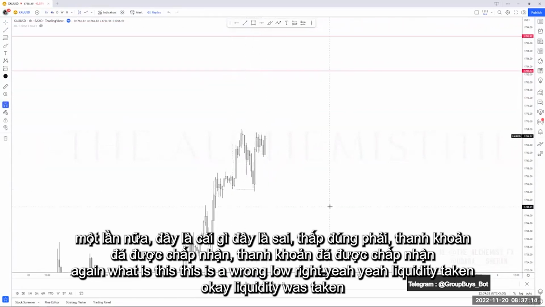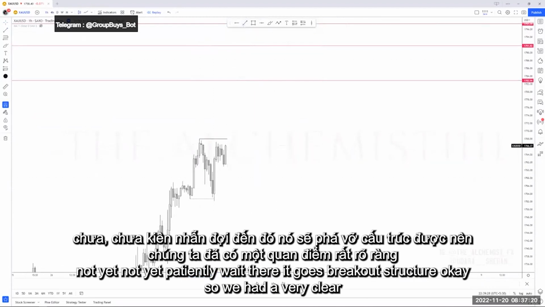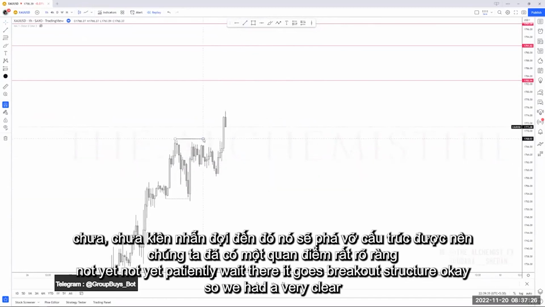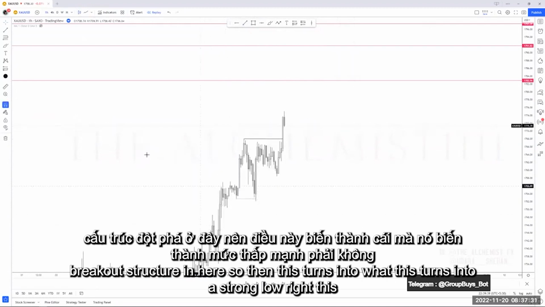Yeah, liquidity taken. Okay, liquidity was taken. Structure was broken. I'll show you. Not yet, not yet. Patiently wait. There it goes. Breakout structure. Okay, so we had a very clear breakout structure in here.